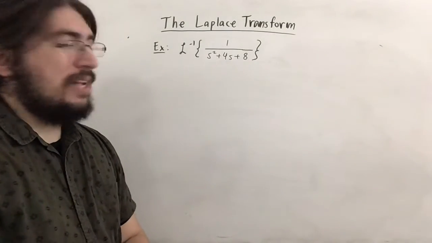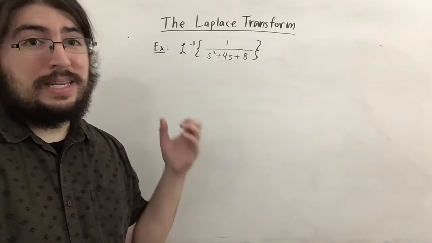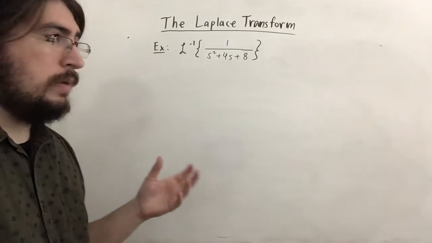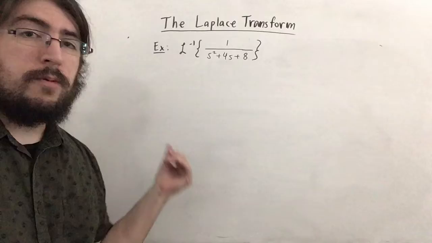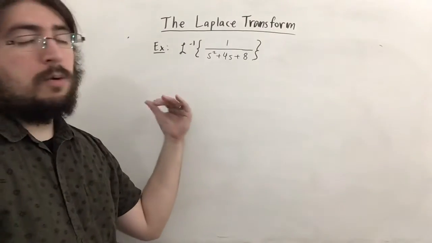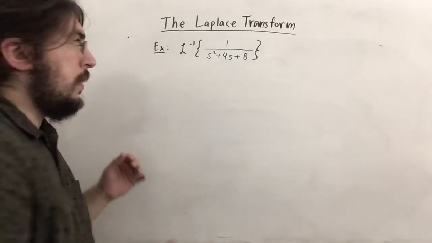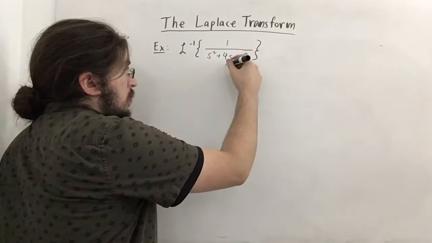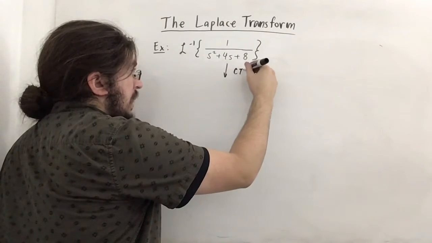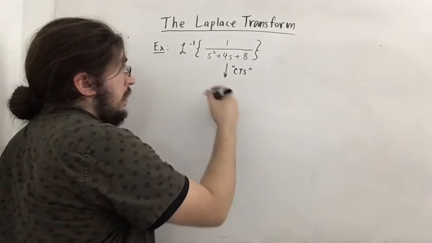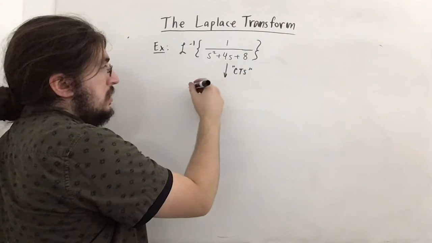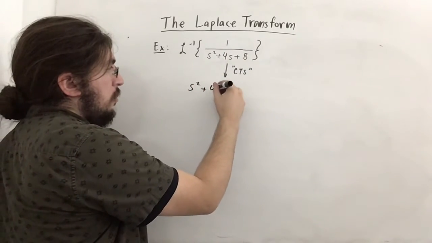Well, honestly, there's not really too much you can do, but in this case, what you can do is try to complete the square and write this as something squared plus something. So let me show you what I mean by that. I'm going to complete the square here. And if you don't recall, to complete the square, you want to ignore the constant term. So we just have s squared plus 4s.